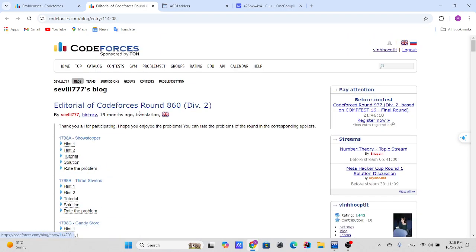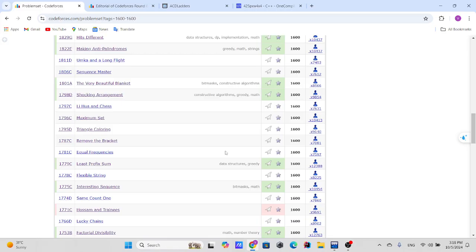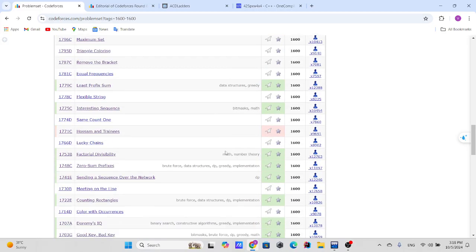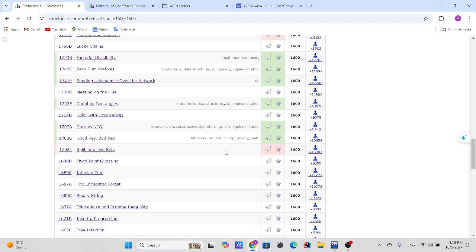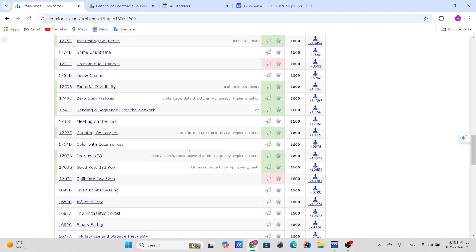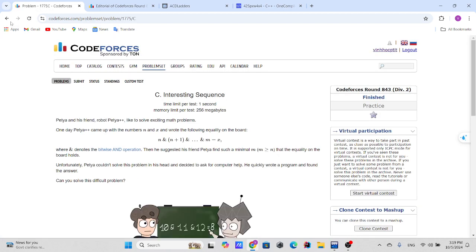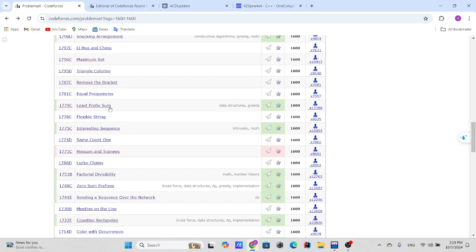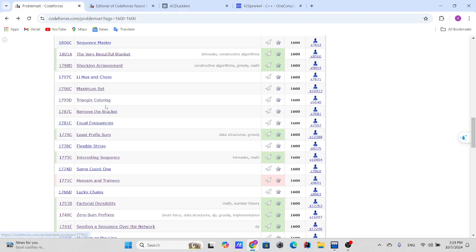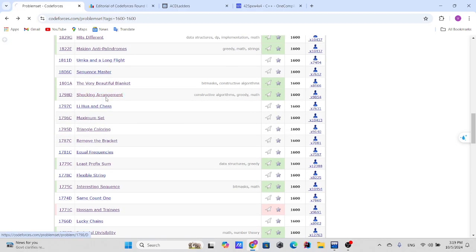Which contest was this? I don't know. It's like factorial division. What name was that? Counting rectangles? Good key, bad key. No. Factorial divisibility. Interesting sequence. It's this one, right? No, it's not this one. Which one was it? Least prefix zone. Nah. Shocking arrangement.